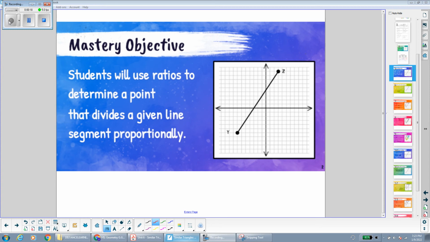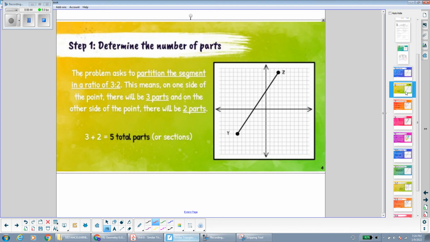So as you can see on the screen here, our goal for this lesson, and to highlight again in this video, is that we will be able to use a given ratio to find the point that divides a line segment proportionally into that ratio that we are given. So let's see an example, and we're going to run through it really slowly all together.